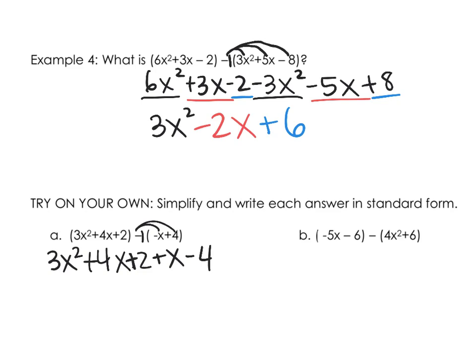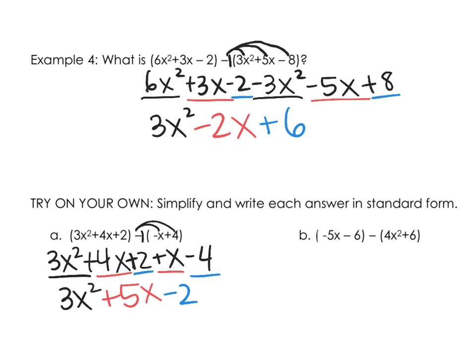Now that you've done that, you can combine your like terms. 3x squared doesn't go with anyone else, so I'm going to bring it down. 4x can go with a positive x, giving me positive 5x. And positive 2 can go with negative 4, giving me negative 2. And my answer is in standard form, so I am done.